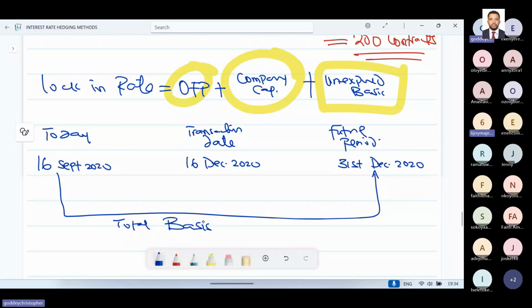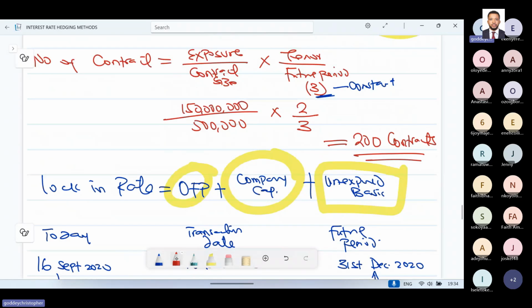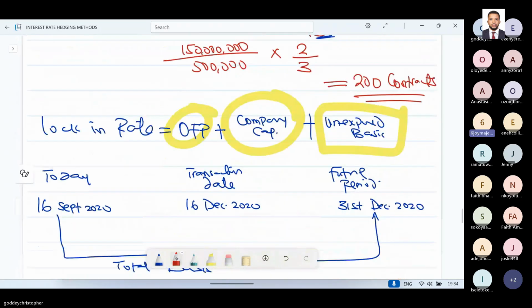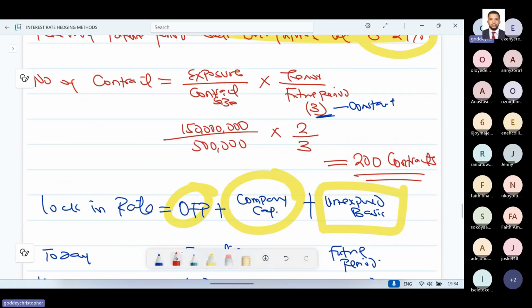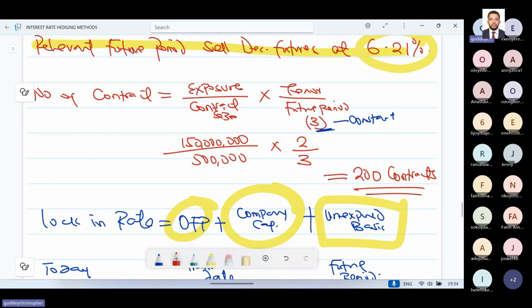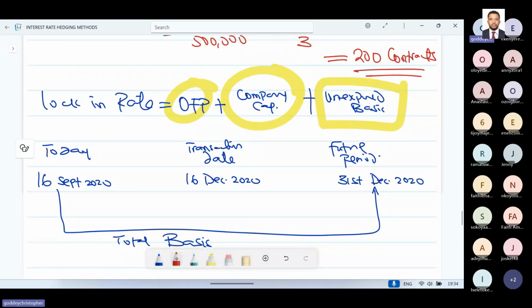How do you know that the future period is 31st December 2020? Is your question how I know it's December futures I'm picking, or why it is 31st? Why is it 31st? All futures expire at the end of the month. So if you pick a March future, it means it's expiring on the last day of the month. So between the transaction date and this future is what you call unexpired basis. What's our unexpired basis here?